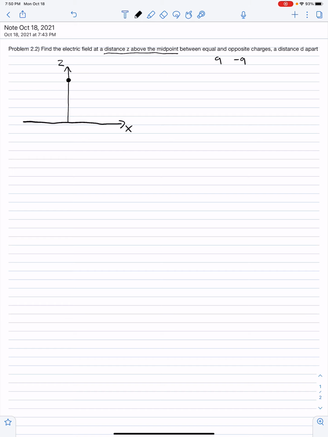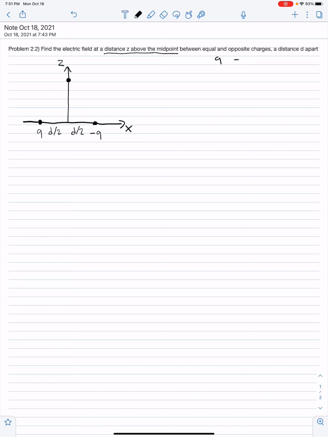Equal and opposite charges is referring to just a positive and negative q charge. And we see that they're a distance d apart from each other. And I'm just putting them on the x-axis because that's the easiest thing to do. But I can have, let's say, q here. And I'll have my negative q here. And we're going to say that they're a distance d apart. So from the z-axis, they're both d over 2 from it.